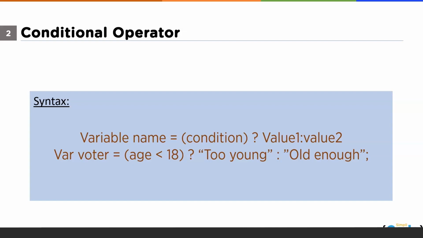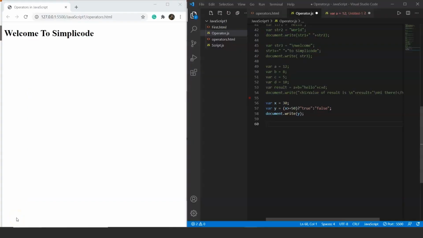So let's move on to the programming part. Here you can see I have taken a variable x and the value assigned to x is 30. In variable y, I have given it a condition. It will check for x, which is 30, whether 30 is greater than or equal to 50. If it's true, if 30 is actually greater than 50, then it will print true, else it will print false. We'll check the output once. Let's save it and see. Here you can see the output is false.